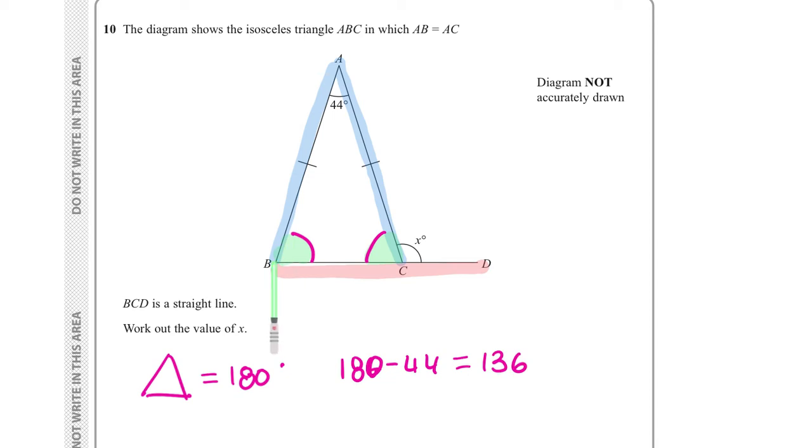Now, we actually know that these 2 angles are equal. So what would we do? 136 divided by 2, which is going to give me 68 degrees. So I know that this is 68 degrees. This is 68 degrees. Now, how could I double check right now, before moving on, that what I've done is correct?